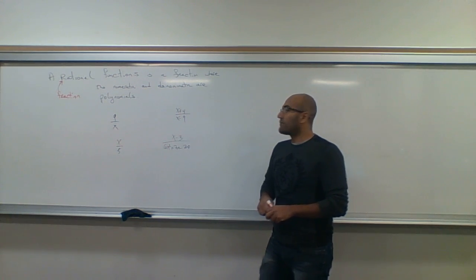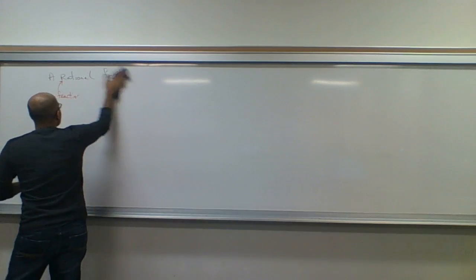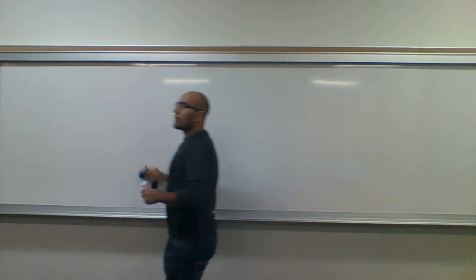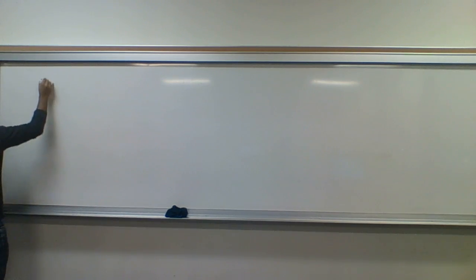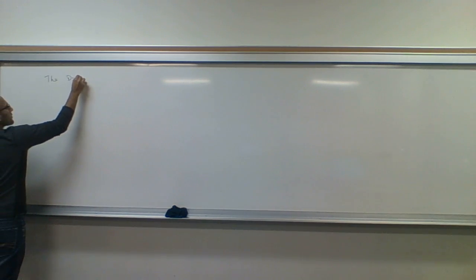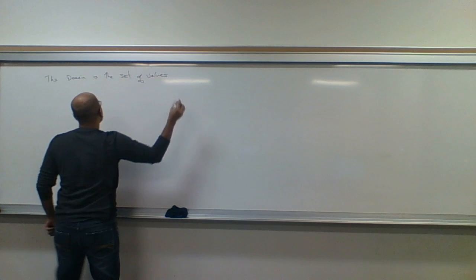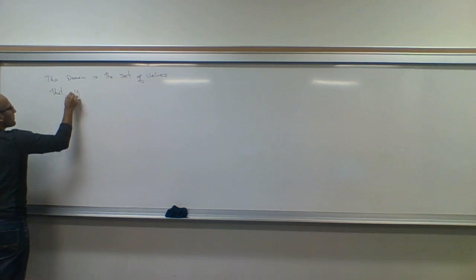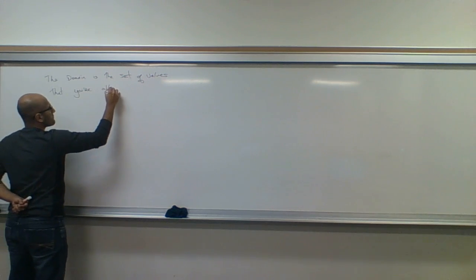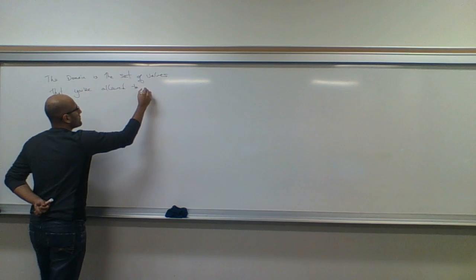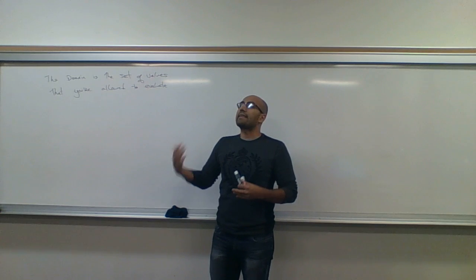The first thing we're going to do with rational functions is to find domains. So what is the domain of a rational function? The domain is the set of values that you're allowed to evaluate that function at. So all the numbers you can plug in and get a valid answer.